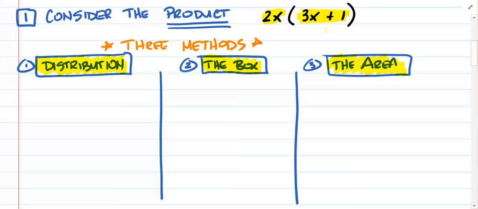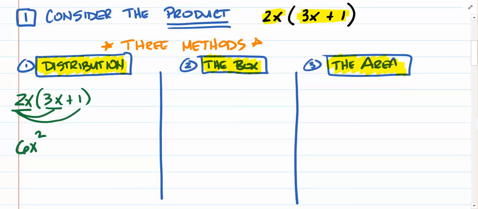The first method is called the distribution property. I think we're pretty familiar with this. If I took 2x and multiplied it by 3x plus 1, I'm allowed to distribute because there is an addition sign between the 3x and the 1. I am distributing over addition. 2x times 3x gives me 6x squared, and 2x times 1 gives me a positive 2x. So the answer is 6x squared plus 2x.